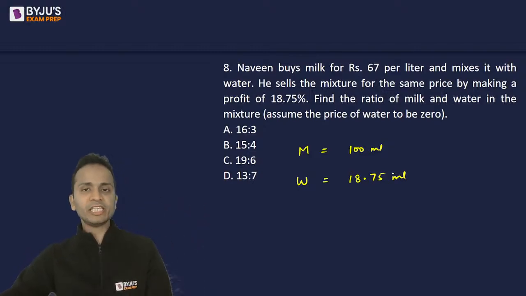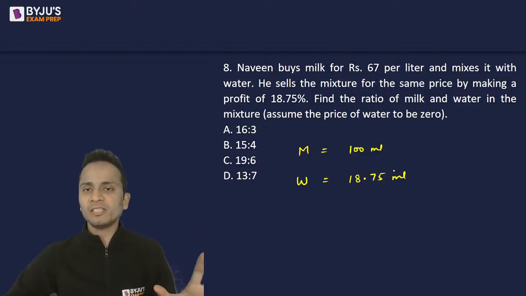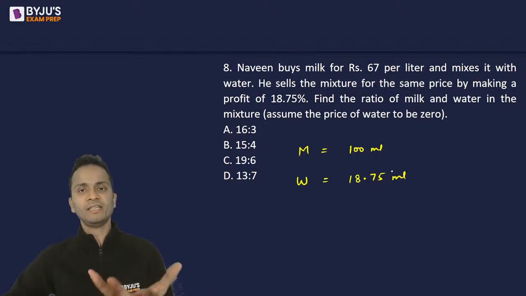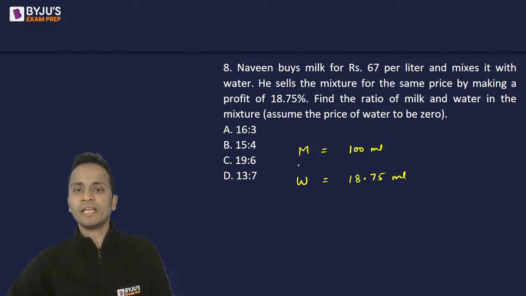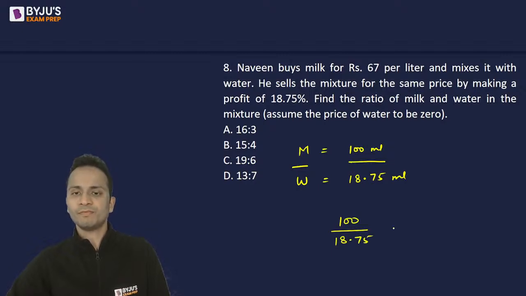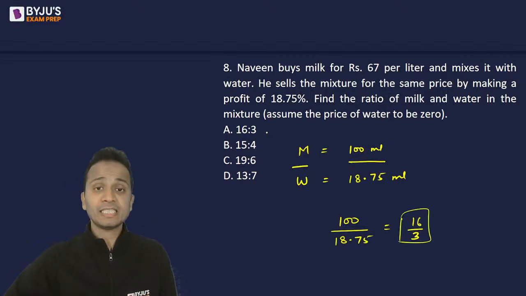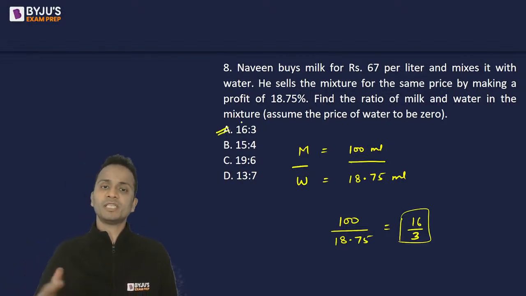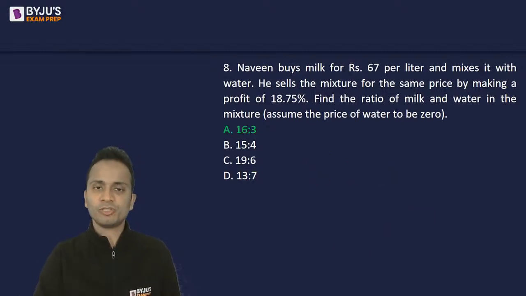There's no need to apply alligation or weighted average or anything. It's a very straightforward concept. If you understand, then you can find the answer in less than 30 seconds. Now they're asking the ratio of milk and water, so you can calculate the ratio of milk and water: 100 divided by 18.75. Upon simplification, you will get your answer. The answer will come out to be 16 upon 3. So 16 upon 3 is the correct answer. The correct option is option A, that is 16 is to 3.